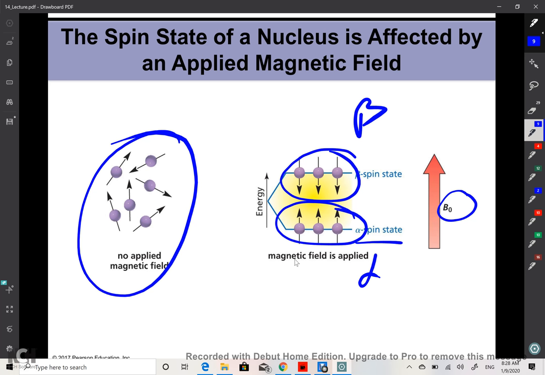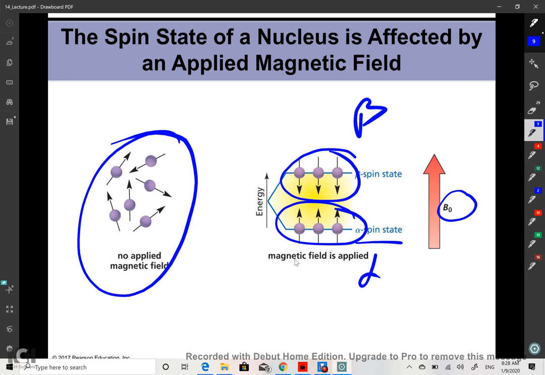Yes. So just the beta is high energy? No, the beta is high energy compared to the alpha. The alpha is lower in energy because it aligns itself with the magnetic field, whereas the beta is high energy because it's opposite to the applied magnetic field. Okay. Any questions so far?